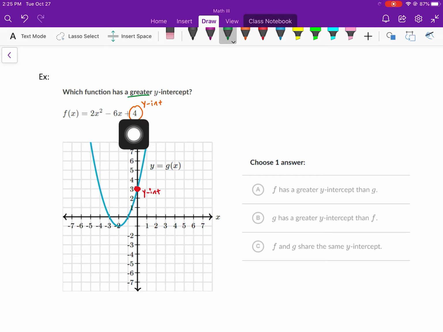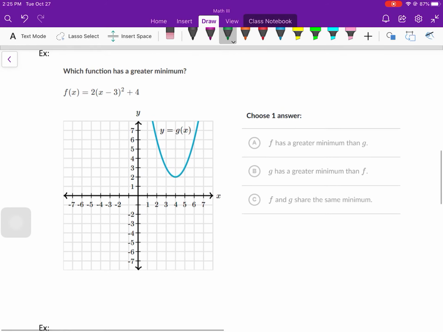F is represented by the algebra here. G is represented by the graph. So the algebraic function, which is f, has a greater y-intercept than the one on the graph. So f is greater than g. F has a greater y-intercept than g, and that is a.